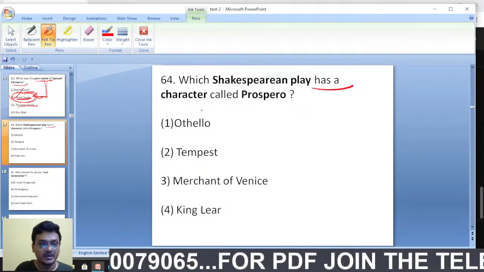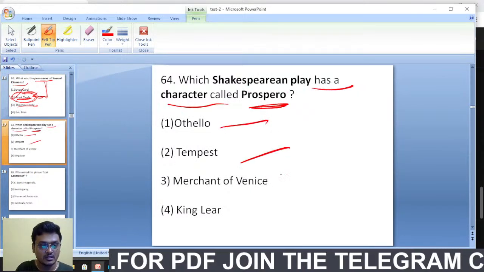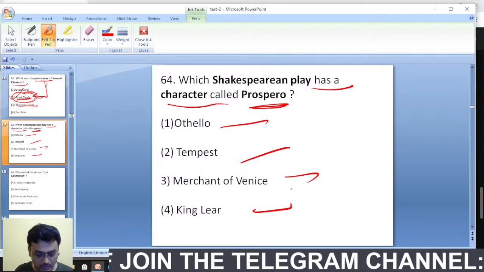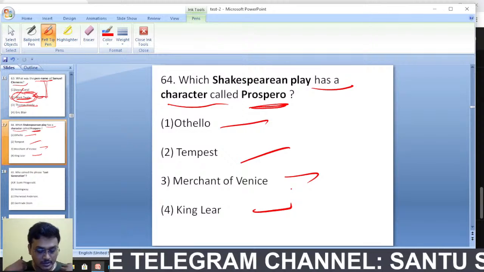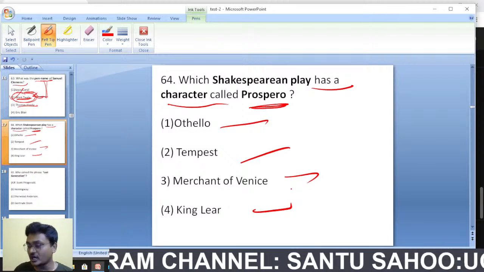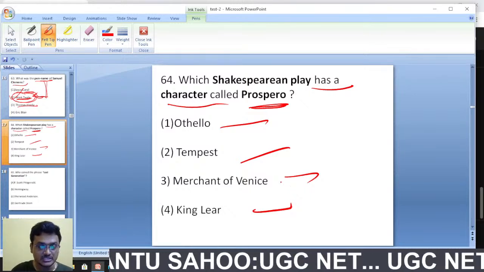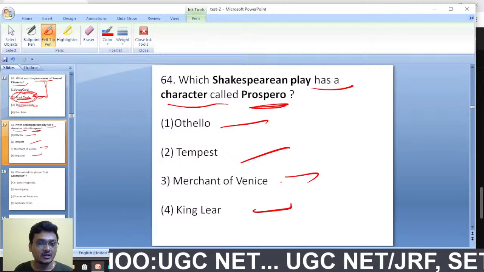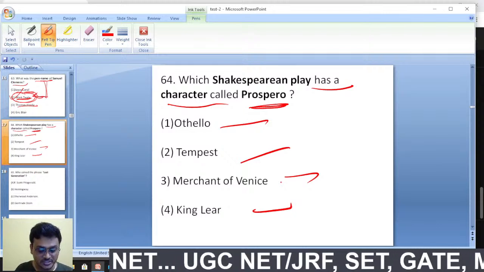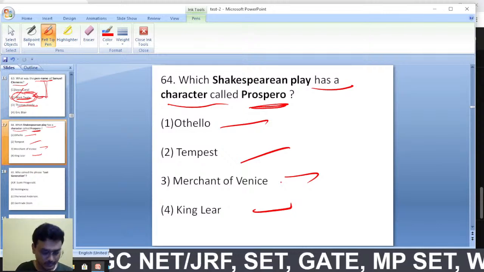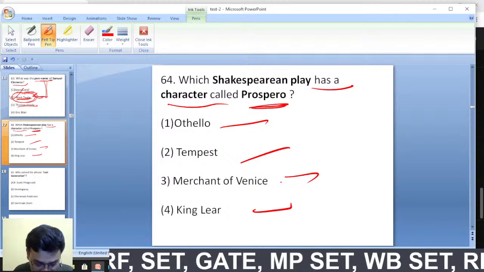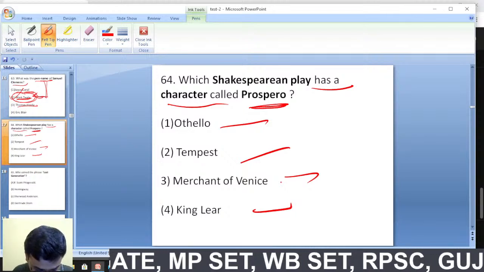Which Shakespeare play has a character called Prospero? This is a very easy one. Let me see how many of you are able to answer this question. Very easy question actually. Do like and share with friends as well. Which Shakespeare play has a character called Prospero? Easy one, a piece of cake actually.